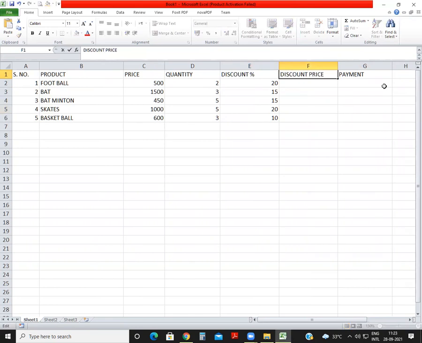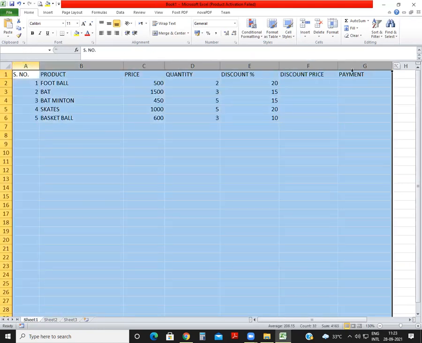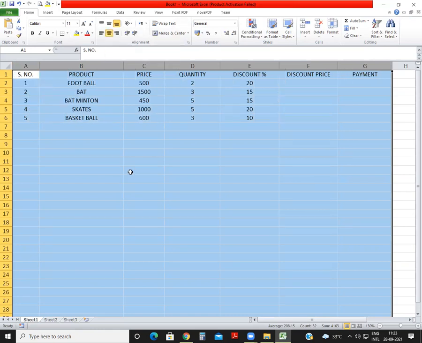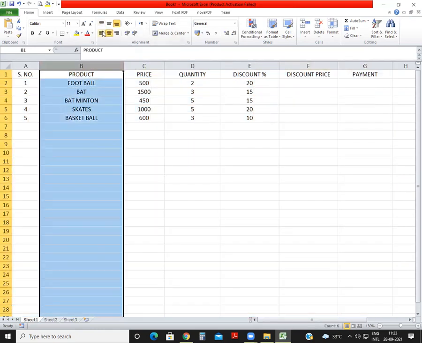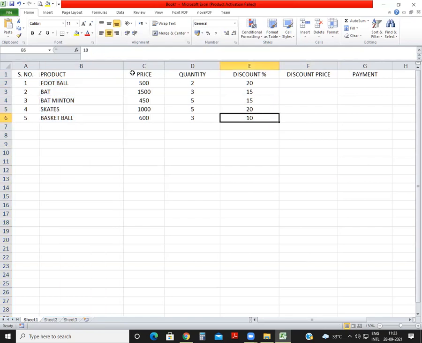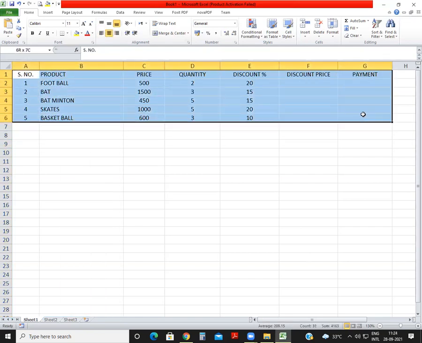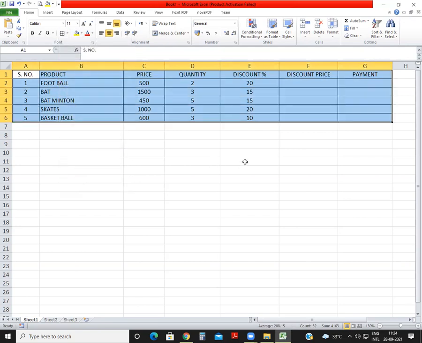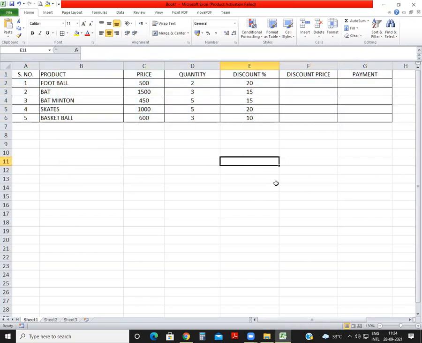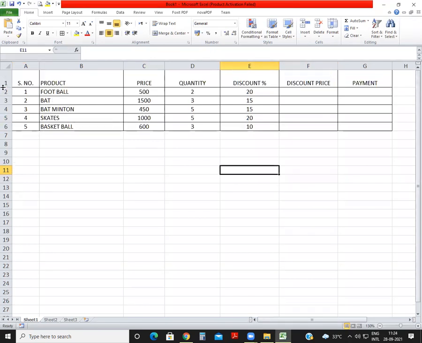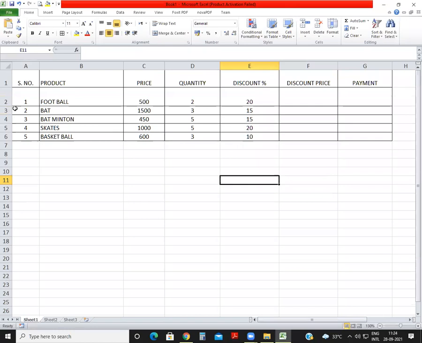Discount, discount price, and the payment here. Now we can select all of these and apply center alignment, so all the details come in the center. If you want to left align, you can do that. Select it, then click here and apply some borders also. You can also increase the width like that.